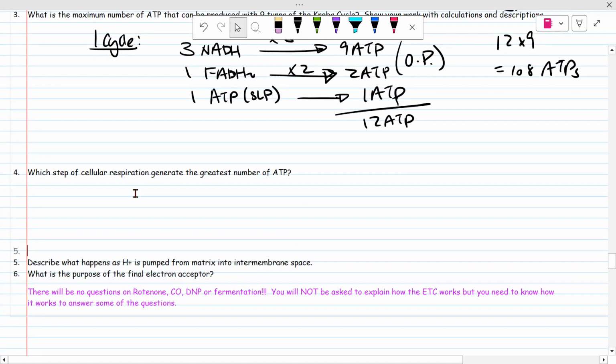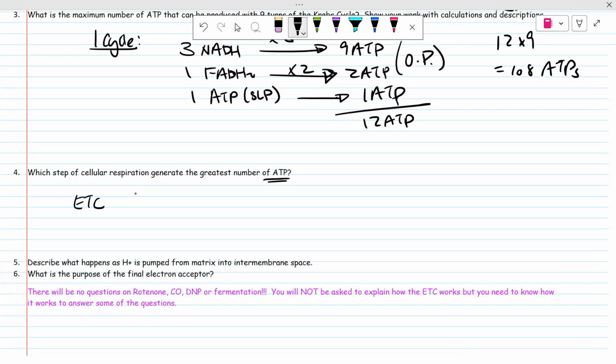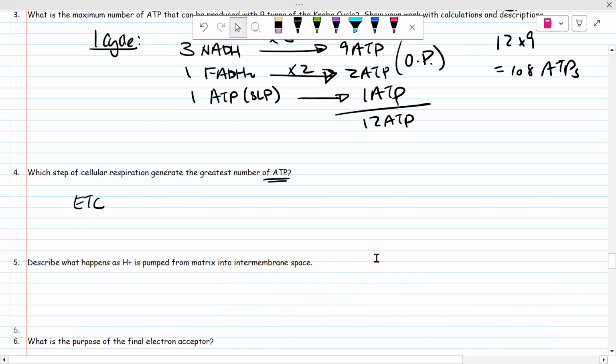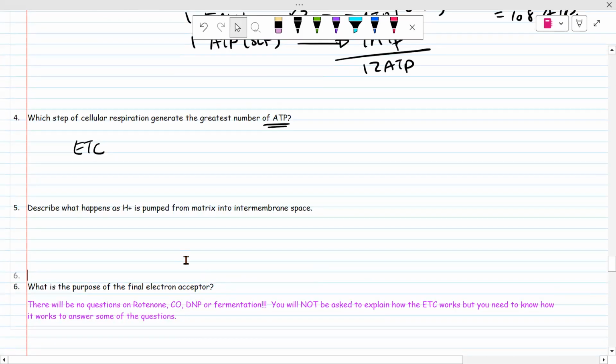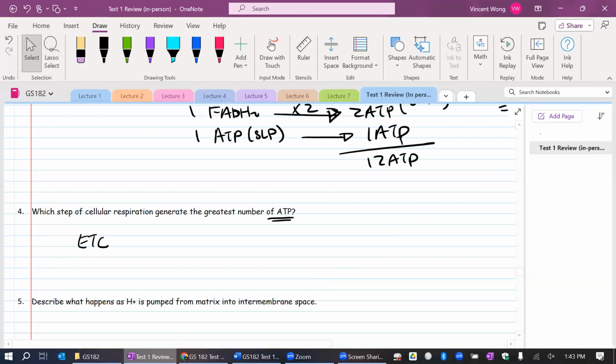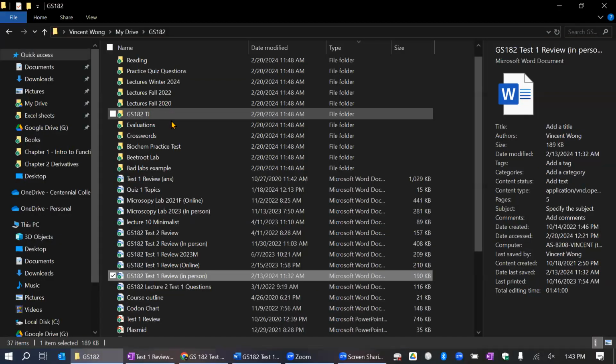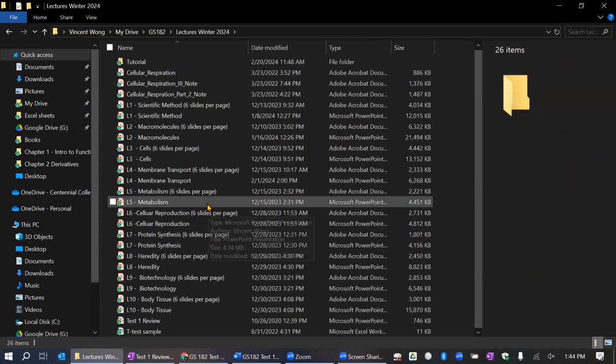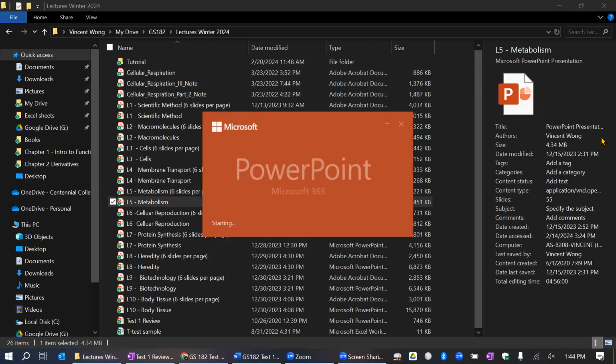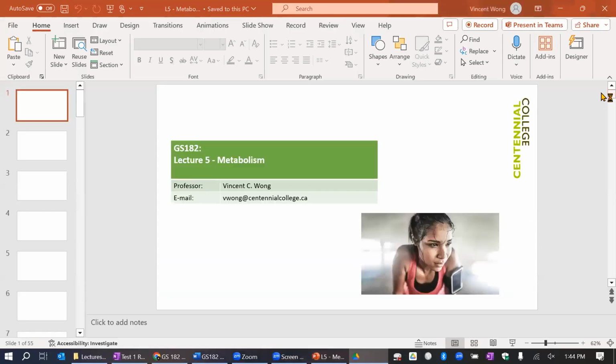Which step of cellular respiration generates the greatest number of ATP? ETC, right? ETC. Describe what happens as H+ is pumped from the matrix into the intermembrane space. Now, I know I said I'm not going to ask you to describe anything, but this question is important because of this. Hold on. Where is this? There it is. So that question was particularly important.